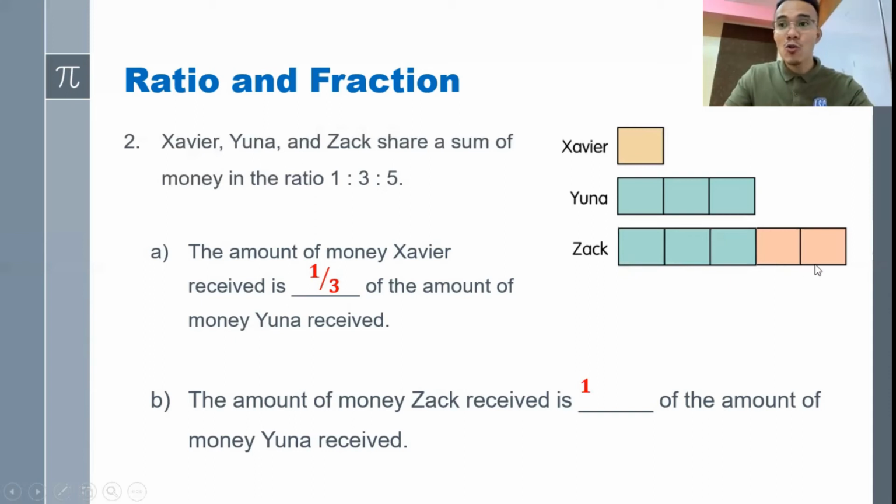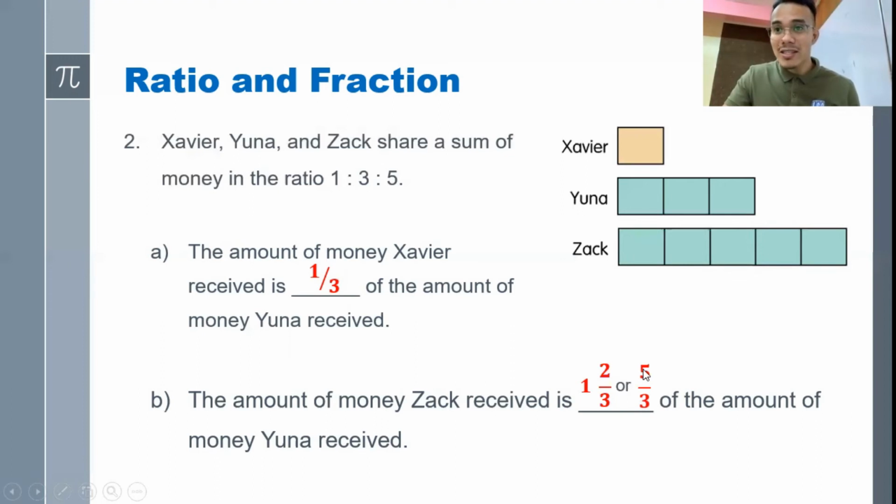And there are 2 more parts that need to be covered. And 2 parts is just 2/3 of Yuna. Right? So we write here 2/3. In other words, Zach's money is 1 2/3 of Yuna's money. What is 1 2/3? That is the same as 5/3. Do you know the shortcut on how to do this?